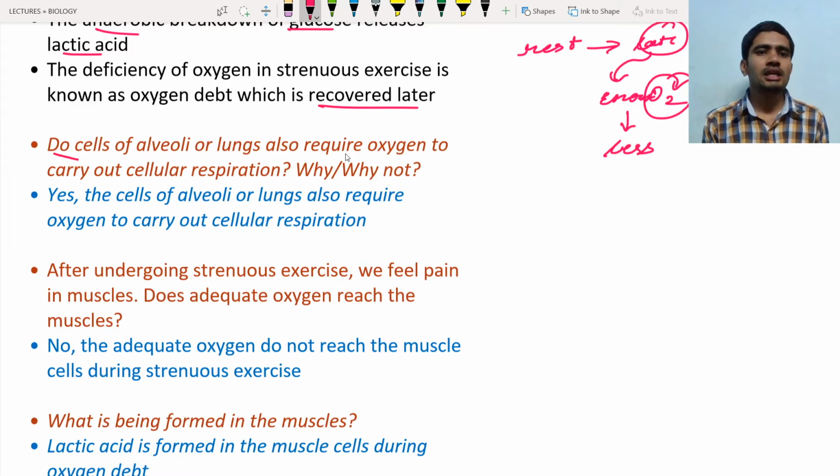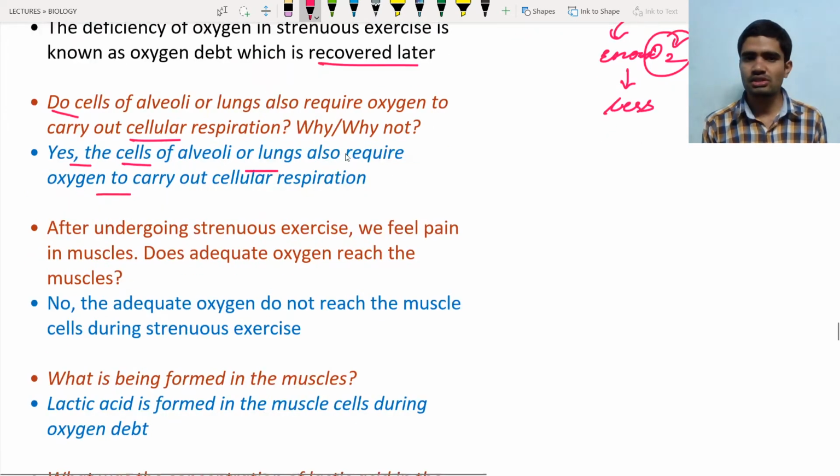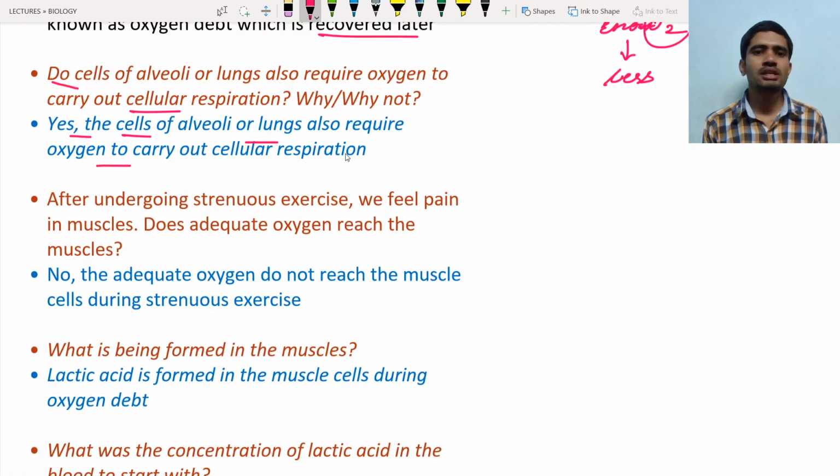The next question is, do all cells of the alveoli or lungs require oxygen to carry out cellular respiration? Whether it may be lung cells or blood cells, all these cells are going to require oxygen. Even the cells of the alveoli or the lungs require oxygen to carry out cellular respiration. Why? Because the cells also need energy.